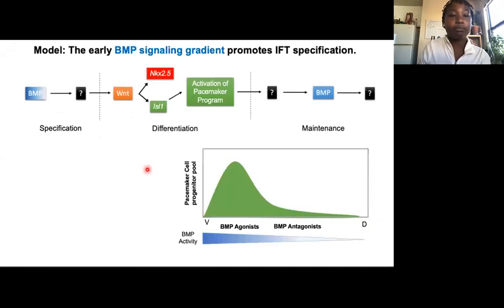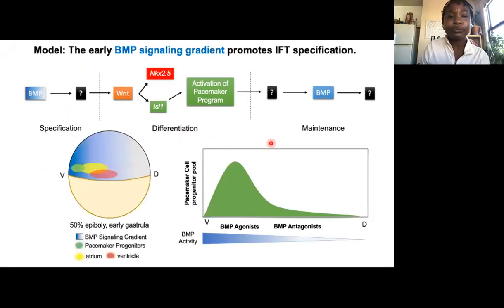This is our current model, where we're looking at how BMP signaling may possibly play an upstream role to Wnt signaling in order for the proper promotion of inflow tract specification. Here is an image of an embryo during gastrulation, where distinct subgroups of progenitors may be affected by the BMP signaling gradients, where BMP signaling is highest, contributing to either the expansion or the decrease of the pacemaker progenitor pool.